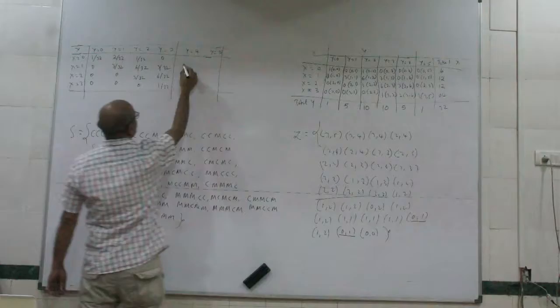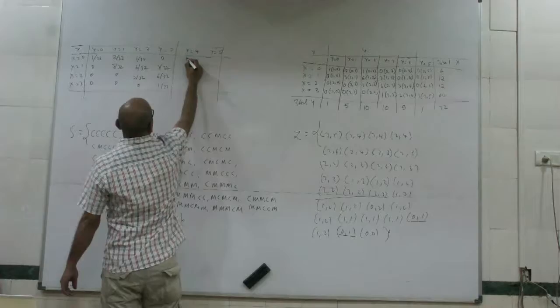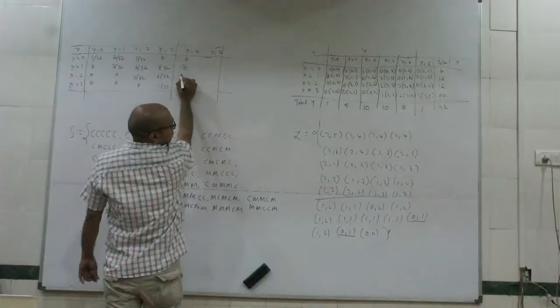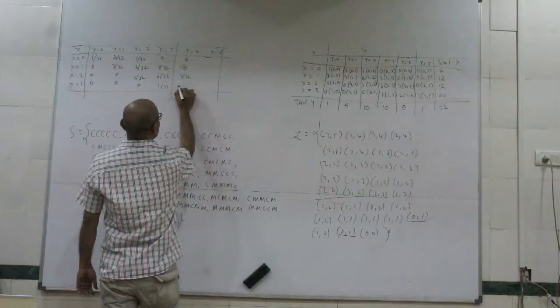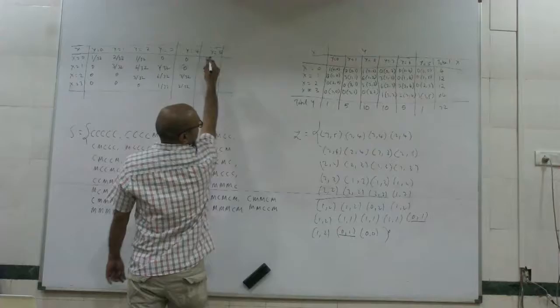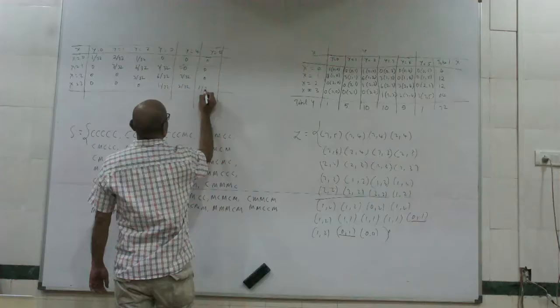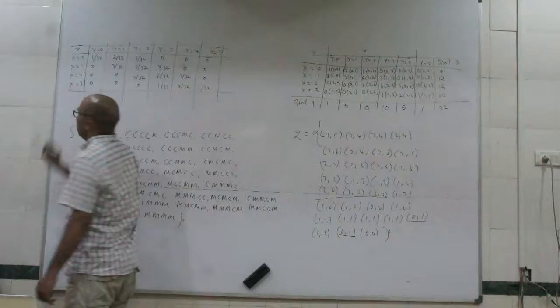Now, 4 is 0, 0, 3, 2. I would not write probabilities associated with 0 outcomes. So, 3 in 32 and 2 in 32. And 5 is all zeros except 1, which is 1 in 32. Fine. Now, what am I interested in?